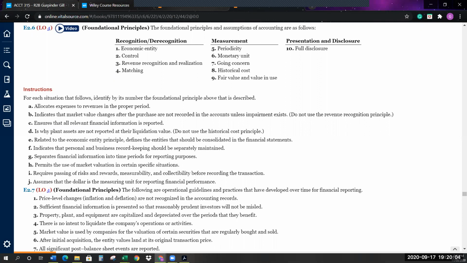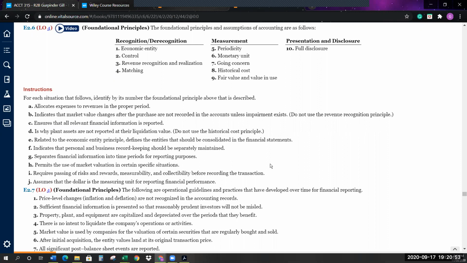Requires passing of risk and rewards, measurability and collectability before recording the transaction. This is revenue recognition and realization. So we are only able to recognize the revenue when the risk and rewards have transferred, when you can measure the revenue amount and you are certain that you would be able to collect. If any one of these items is missing or doubtful, then you cannot record that as revenue. We will build on that concept more when we get to the revenue recognition principle, which has quite decent coverage in this course.